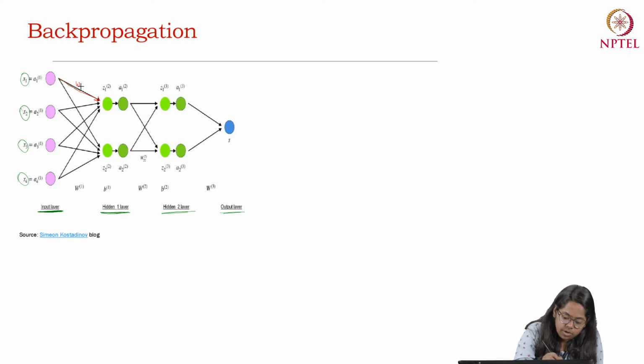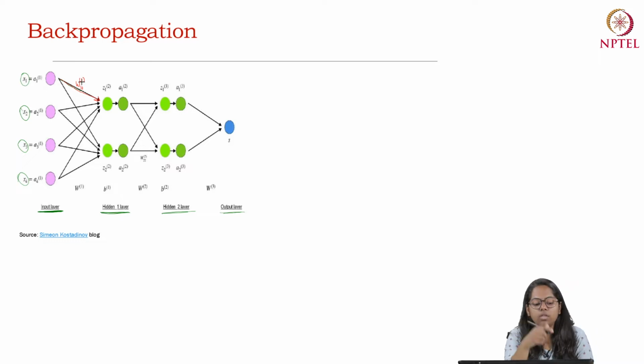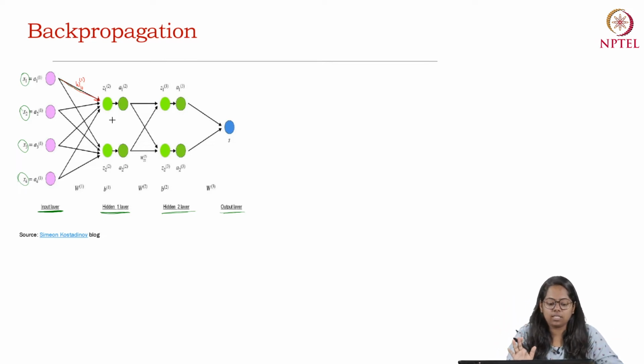So we can call it W11, and since it is of the first layer, there will be a superscript of 1 here. This is just the norm in which the weights and the biases and the other values of the network are written.